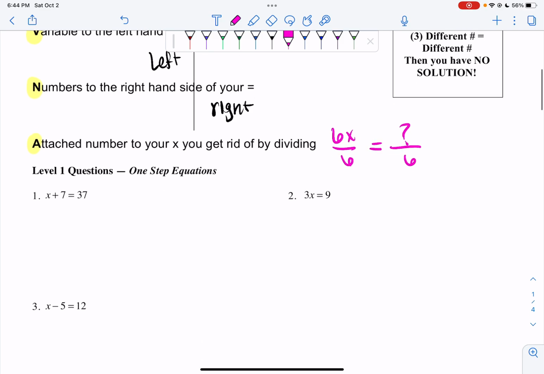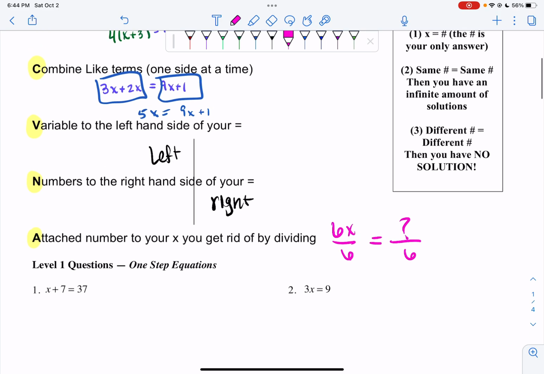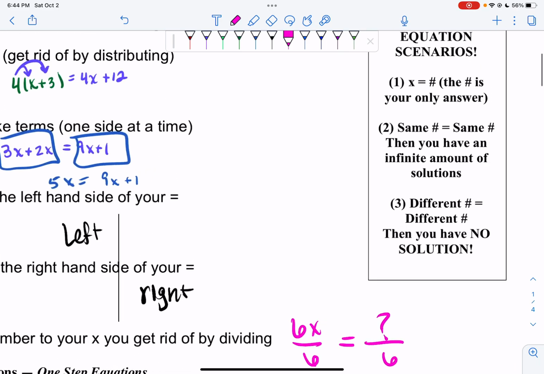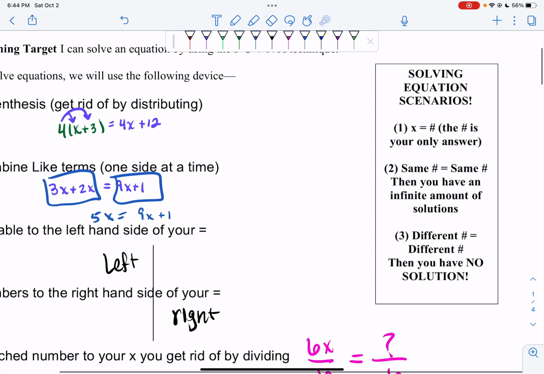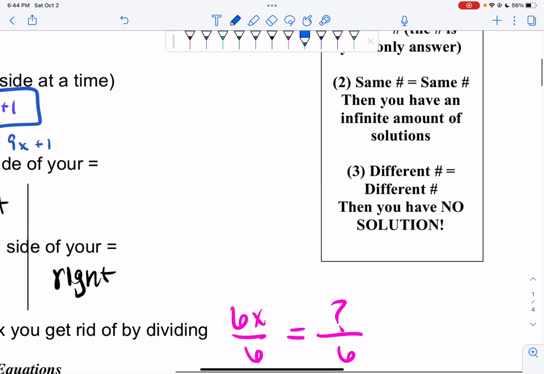All right. So level 1, the one-step equation. Before we go into this, I forgot to say your scenarios. If you get x to be equal to a number, that number is your only answer. So if I get x equals 3, that means 3 is my final answer. If I get the same number on both sides of my equal sign, like 3 equals 3, that means I have an infinite amount of solutions, meaning I can plug in any value of x and my equation will work.